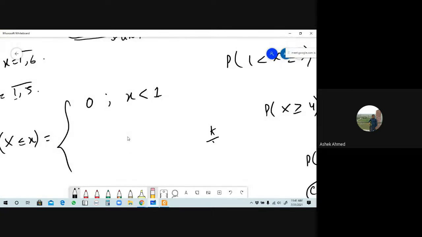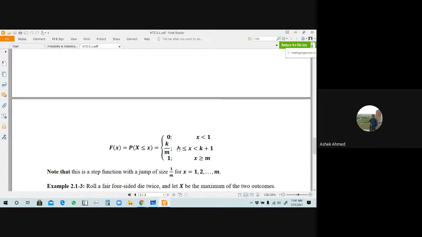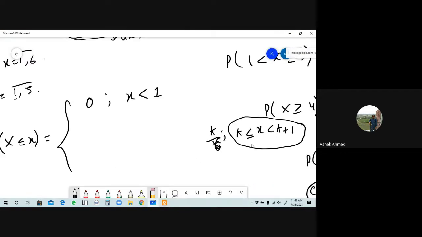k by m. But here the value of m is 6, so let us write k by 6. The interval will be k is less than or equal to x is less than k plus 1. From this interval, k is less than or equal to x is less than k plus 1, which is written here.